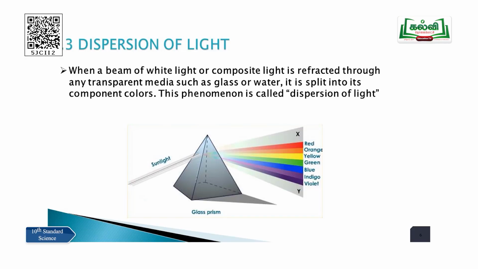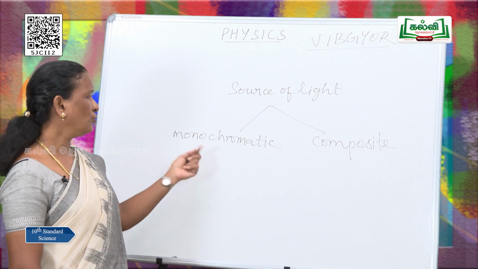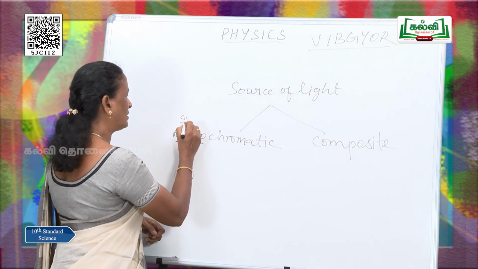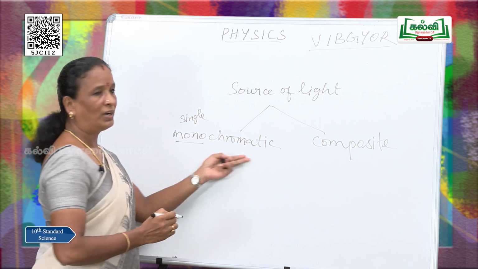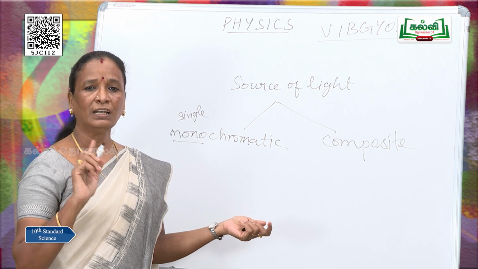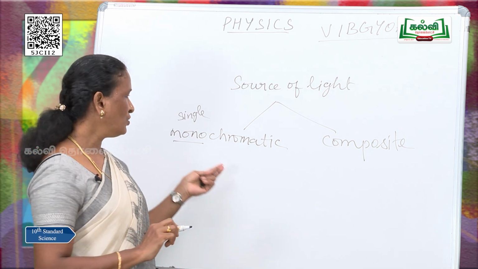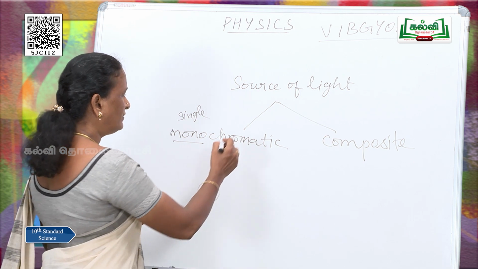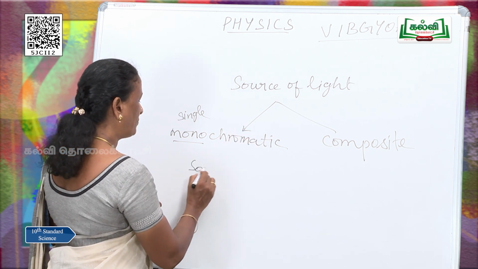Okay, children. Now, let us go to an interesting part, dispersion of light. What is meant by dispersion of light? You know very well about dispersion of light, but here you must know the two sources of light: monochromatic source of light and composite source of light. What is meant by monochromatic source? Mono means single or one. Chromatic means color. The source of light that emits a single color of light is called monochromatic. For example, a sodium vapor lamp.